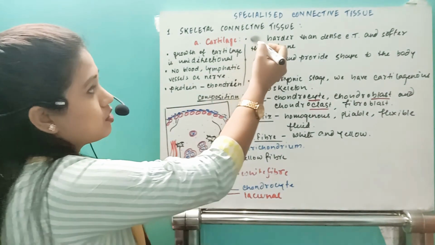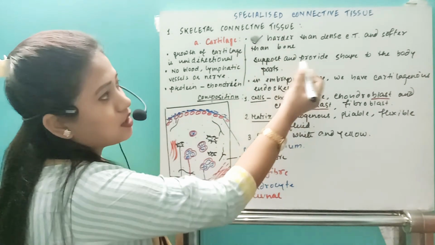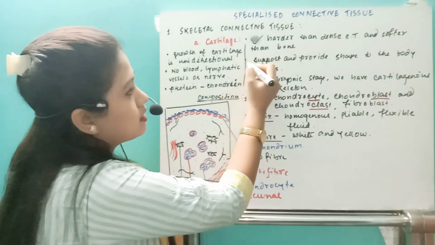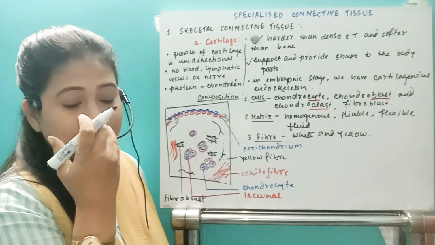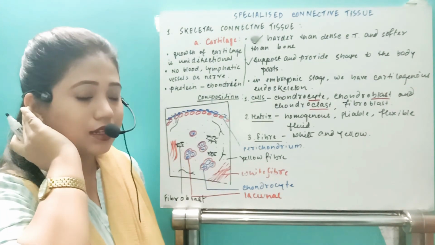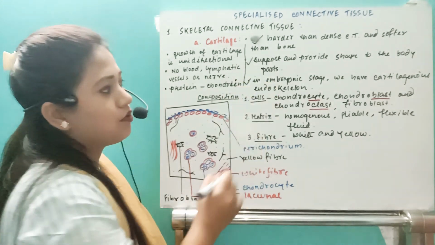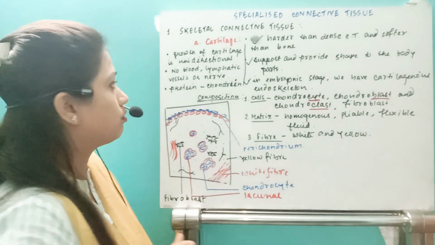Now the characteristics of cartilage. See, first point, it is harder than dense connective tissue and softer than bone. It supports and provides the shape of various body parts, like the tip of the nose, and the pinna. Next, in the embryonic state, we have the cartilaginous endoskeleton. This is the third point.